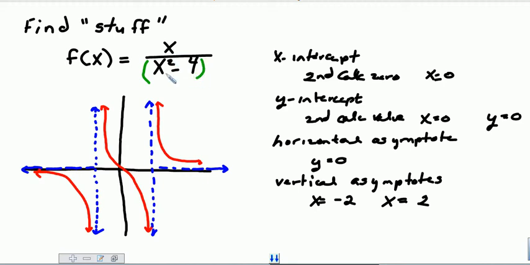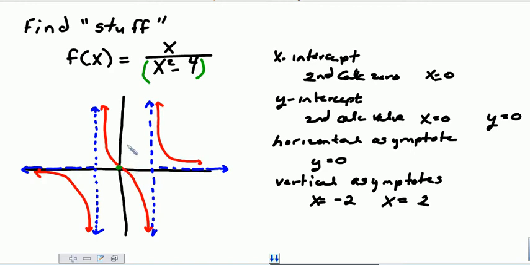If I graph x over x squared minus 4 and I want the x-intercept, I'm looking for where it crosses the x-axis. So second calc 0, and it's going to tell me that that happens when x is equal to 0. It's this point right here. This part of the function never crosses the x-axis. This part of the function never crosses the x-axis. If I want the y-intercept, I'm looking for where it crosses this y-axis. To find that, second calc value, you know your x value is equal to 0. So in this case, we know y is equal to 0. So we have our y-intercept.